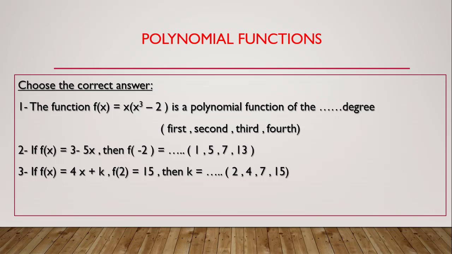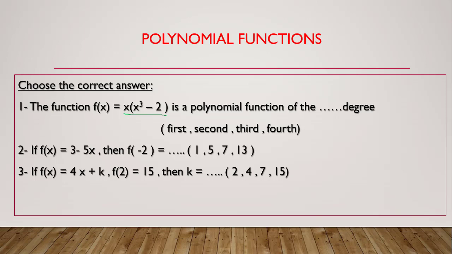If the function f of x equals x times (x power 3 minus 2), this is a polynomial function of which degree? So we have a function f of x equals x times (x power 3 minus 2), and we know this is a polynomial function, but I want to know of which degree. We said before, if I want to decide the degree, I should simplify it first.